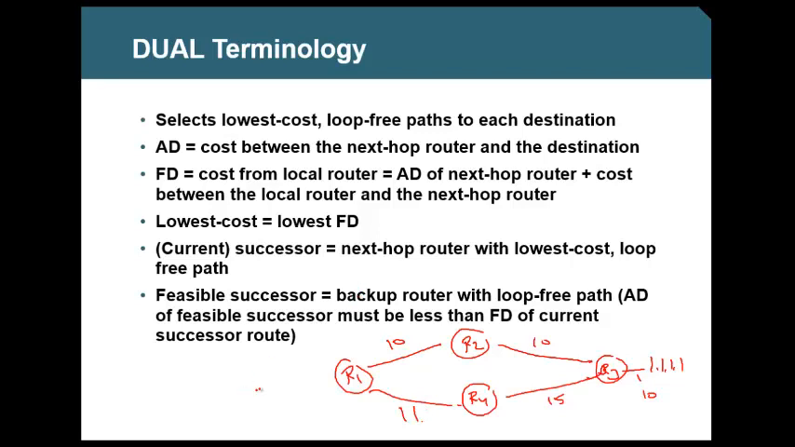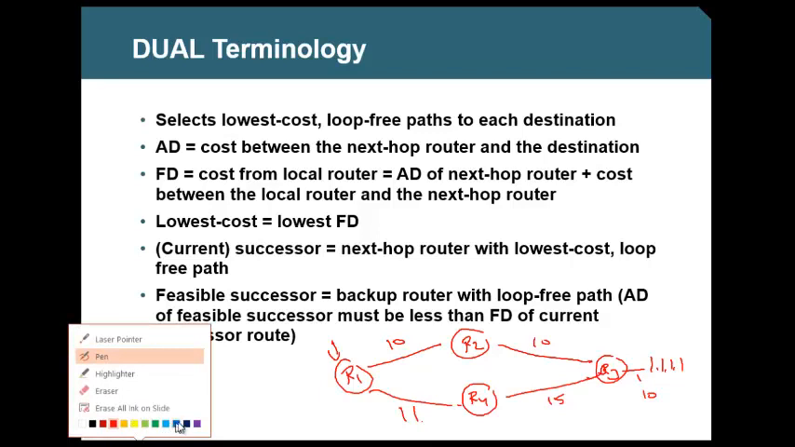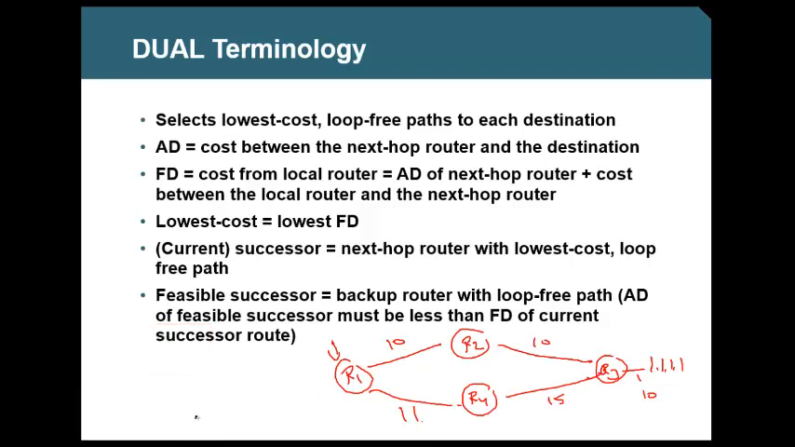We have multiple paths. For R1, there will be two advertised distance. One given by R2, the other one given by R4. The advertised distance given by R2 will be what? 10 plus 10, which is 20. Advertised distance given by R4 will be 25. 15 plus 10.